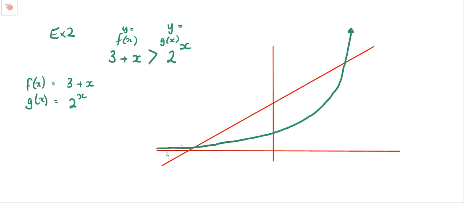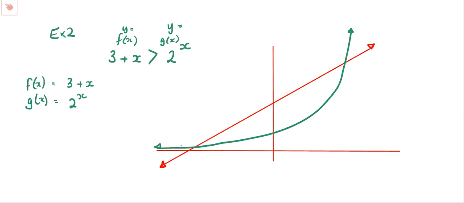Okay. Goes on forever in those two directions. And this one also goes on forever. Okay. Now, we want to know where 3 plus x is greater than 2 to the power of x.